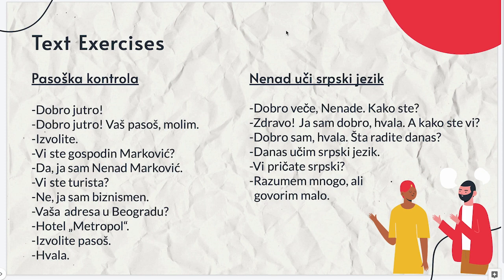Okay. So this text should have a translation like this. Good morning. Good morning. Your passport, please. Here you go. You're Mr. Marković? Yes, I'm Nenad Marković. You're a tourist? No, I'm a businessman. Your address in Belgrade? Hotel Metropol. Here's your passport. Thank you.